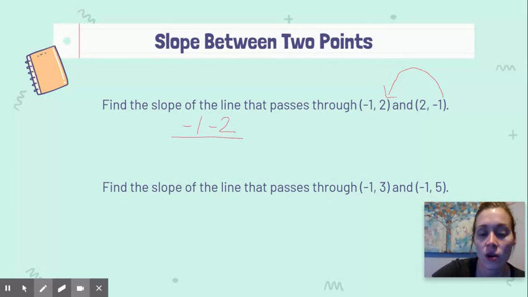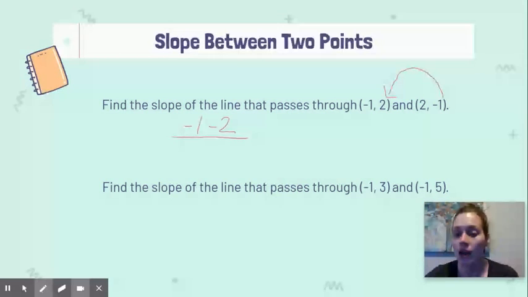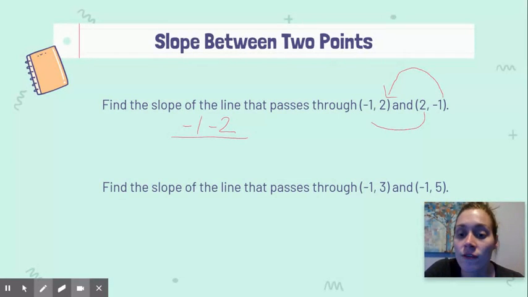Y's always go on top. That's the biggest mistake people make, sometimes with the x's on top. Don't do that. Y's on top, that's your rise. Okay, the rise is the y's. The y-axis goes up and down. Then we do the x's. Subtract the second x from the first x. So we do 2 minus negative 1.